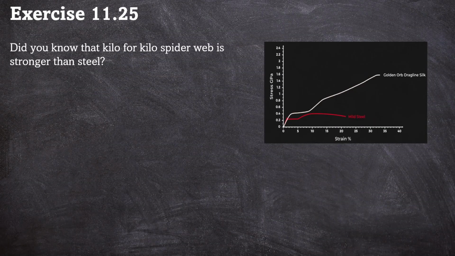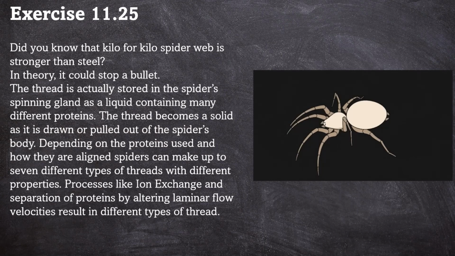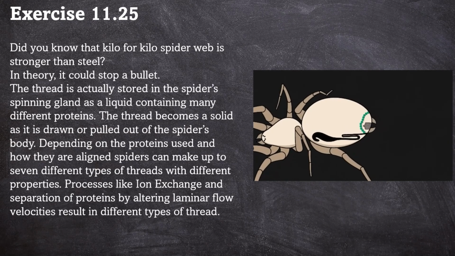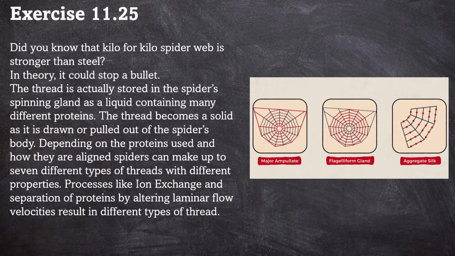Did you know that kilo for kilo spider web is stronger than steel? In theory it could even stop a bullet, with the second graph showing you that it's tougher than Kevlar. The thread is actually stored in the spider's spinning gland as a liquid containing many different proteins. The thread becomes a solid as it is drawn or pulled out of the spider's body. Depending on the proteins used and how they are aligned, spiders can make up to 7 different types of threads with different properties. Processes like ion exchange and separation of proteins by laminar flow result in different types of thread.